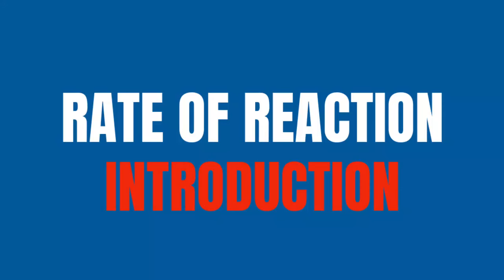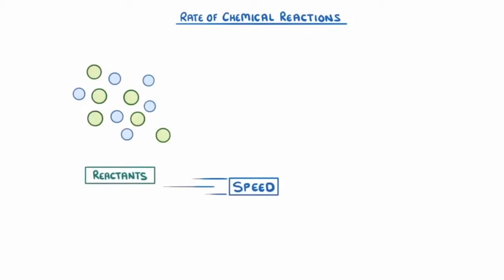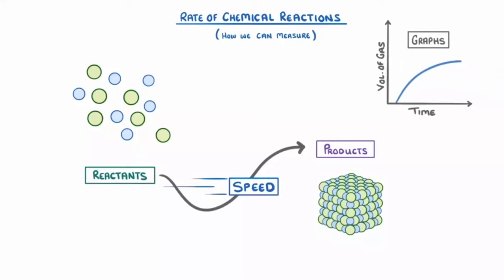I want to talk about rate of chemical reactions, the speed in which the reactants turn into products. But how can we measure this rate of chemical reactions? Let's go ahead and take a look.